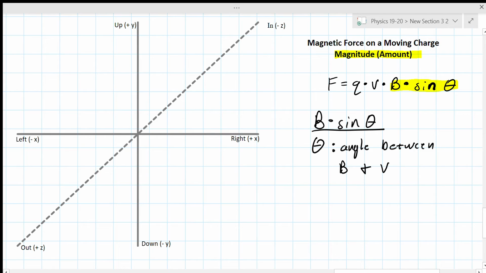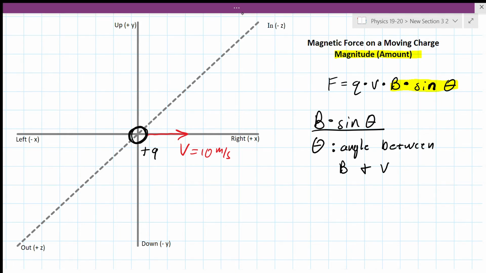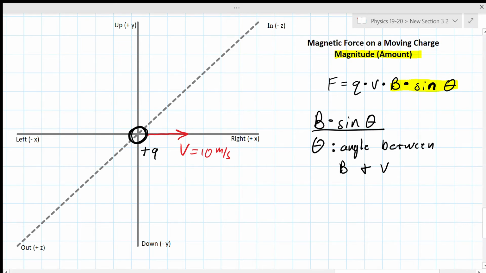So let's use the coordinate plane to the left. Let's say that I have a charge at the origin. Let's just put it at the origin. That's going to make it the simplest. We'll say it's positive. Why not? And let's say that that charge is moving to the right with some velocity v. I don't know, 10 meters per second. Not that it matters too much how fast, but it's moving to the right. And let's say that we're near a magnet and it's got a magnetic field, and at this point the magnetic field is just up.